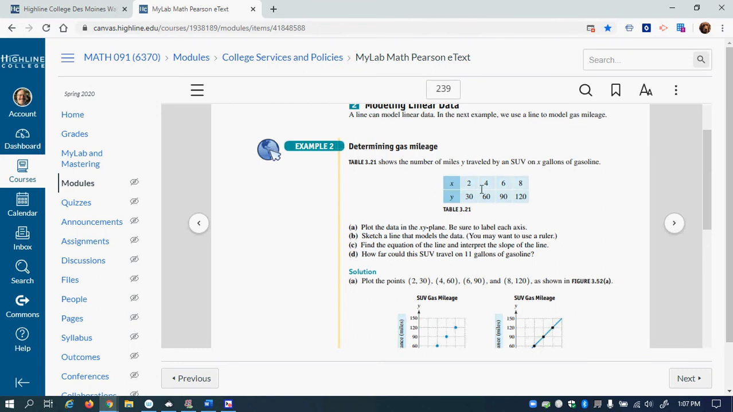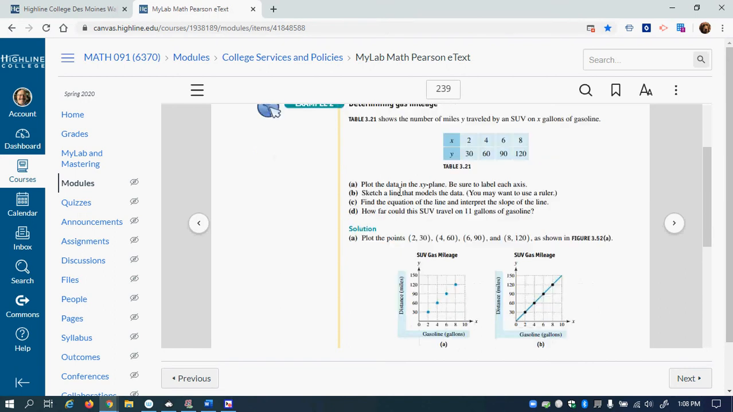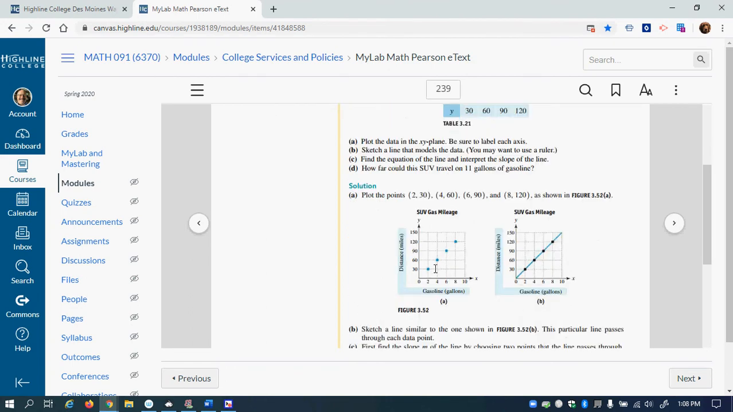They're giving us this table for an SUV, and it's X gallons of gasoline. So X is the gallons, and Y would be the actual number of miles that you drive. They want you to plot the data on an XY plane, so that's what they did here. They plotted the actual points and then sketched a line that models the data. They drew a line right through the data. This was able to go through all the data points this time.